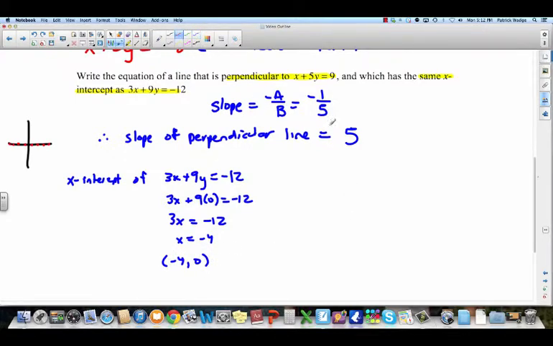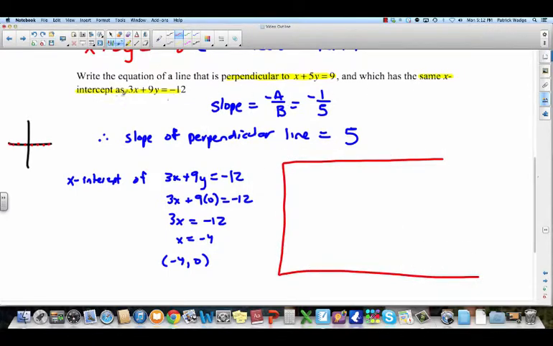By the way, you certainly don't need to do this for this question, but what if the question didn't say it has the same x-intercept as blah blah blah, what if it said it had the same y-intercept?